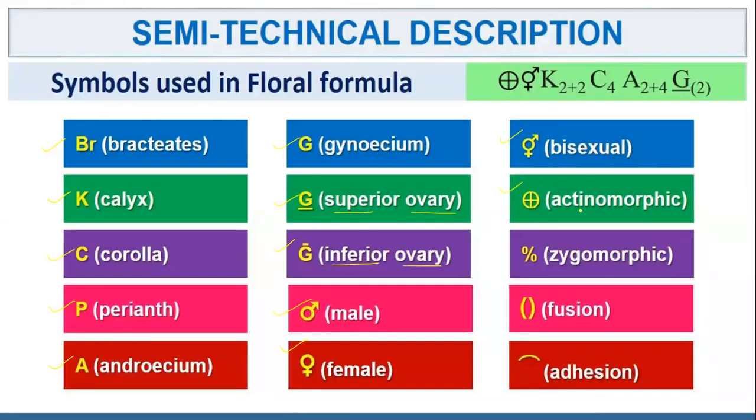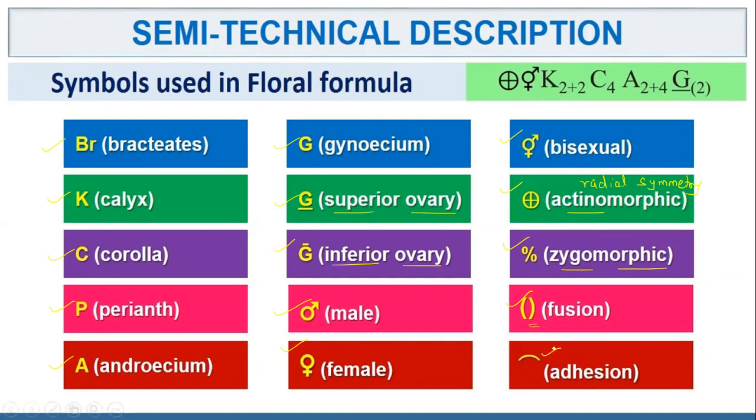Circle with a plus is actinomorphic. When I use this word actinomorphic, it means radial symmetry. When I say percentage sign, it indicates zygomorphic. Zygomorphic means bilateral symmetry. And if everything is under a bracket, it indicates fusion. Then this also indicates adhesion.